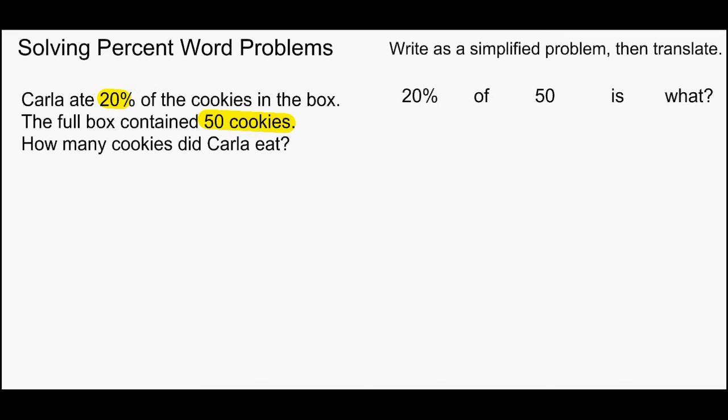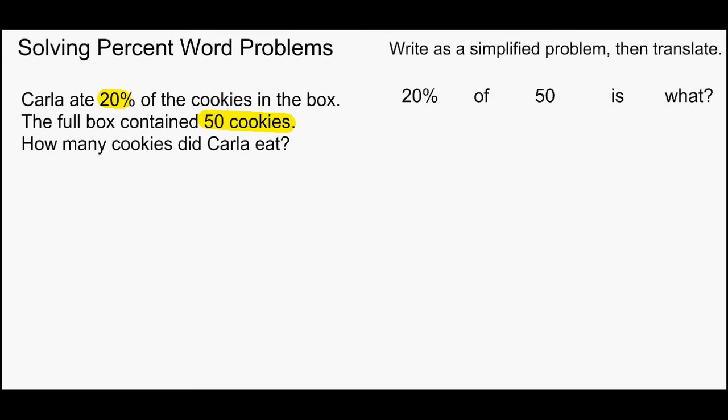Let's use direct translation to solve a percent word problem. Carla ate 20% of the cookies in the box. The full box contained 50 cookies. How many cookies did Carla eat? Let's find out. First, we write a simplified problem. 20% of 50 is what?